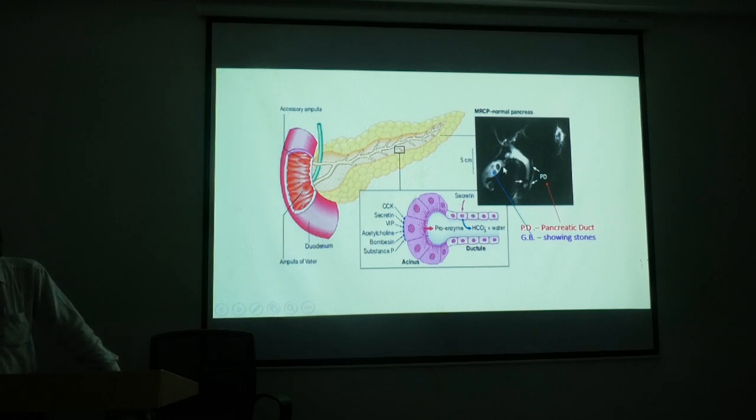See, here you can see the gallbladder. The gallbladder is having a stone. This is the shadow you can see. This gallbladder is having a stone. And this is the pancreatic duct.